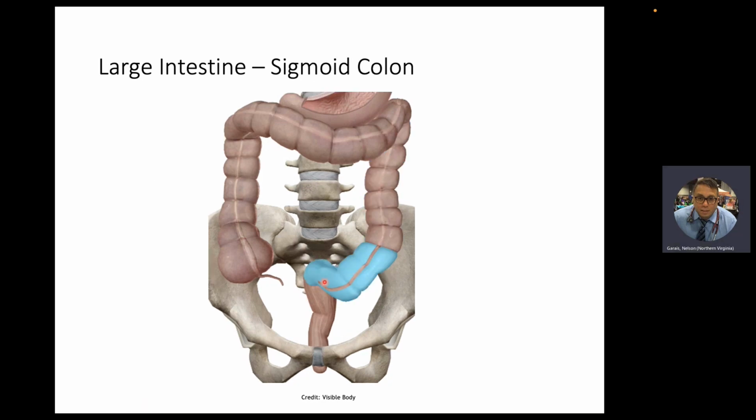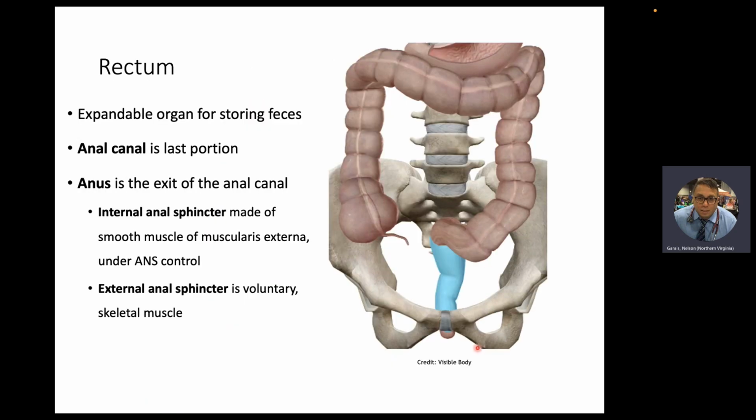Then that last S shape, curvy line before we get to the rectum. And this curvy S-shaped, that's your sigmoid colon. Then, of course, the last 10 centimeters or so, give or take, on average, regarding a 70-kilogram male, that is your rectum, right? The anal canal is the last portion. The anal canal is made up of your internal and external anal sphincters, right?